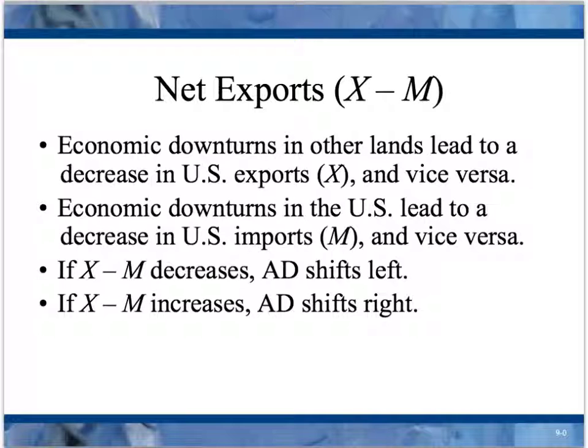The fourth component is net exports. Economic downturns in other lands lead to a decrease in U.S. exports and vice versa. Economic downturns in the U.S. lead to a decrease in U.S. imports. If net exports decrease, aggregate demand shifts left. If net exports increase, aggregate demand shifts right.